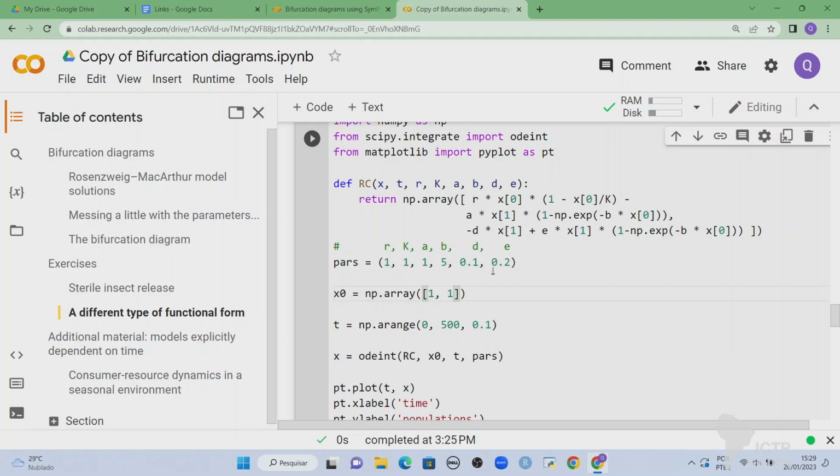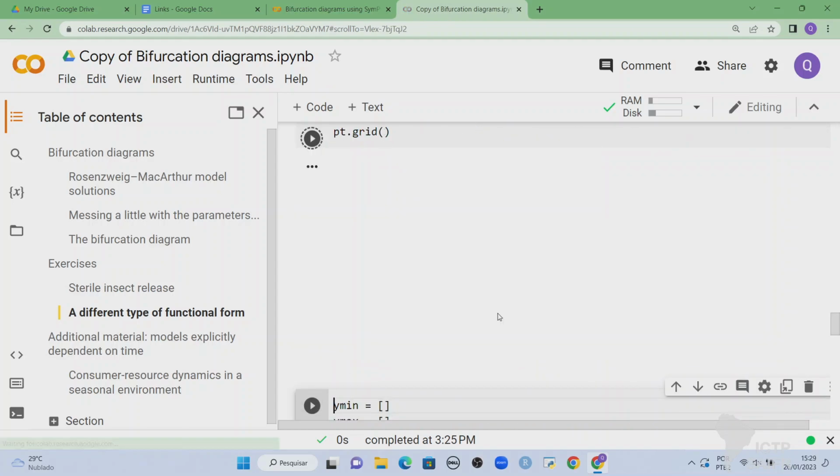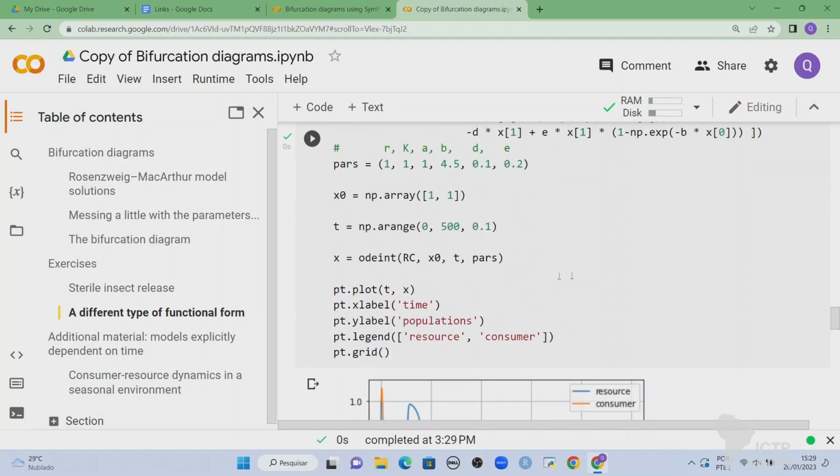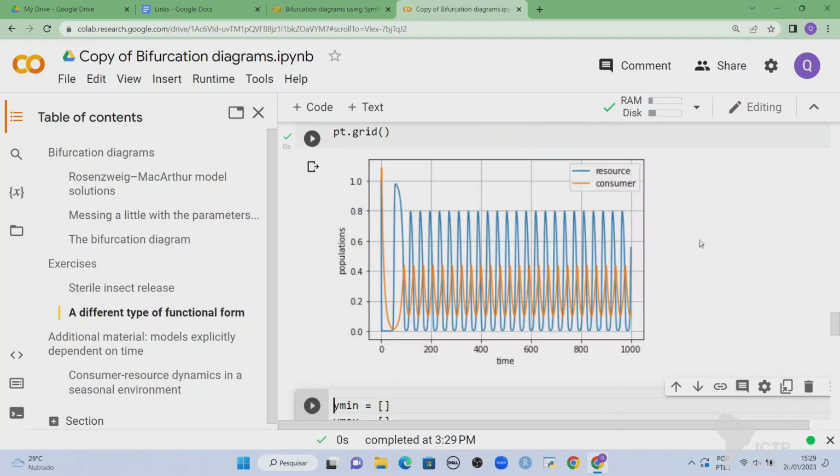And so sometimes you have to do this, right? You have to go back and see the plot of the solution again. So I simulate this. It looks okay, right? So the time that I used there was going up to 1,000.